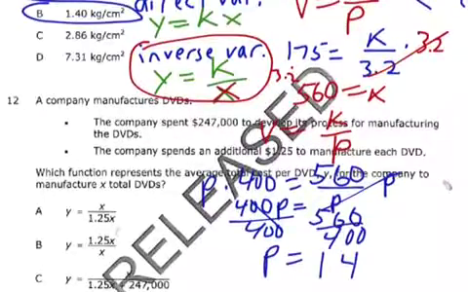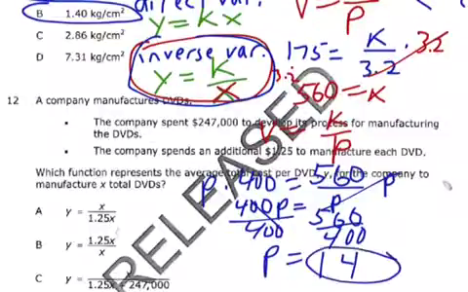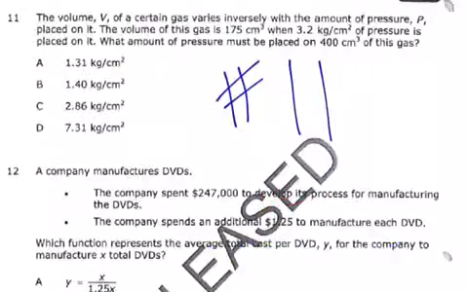So again, you have to choose if it's direct or inverse variation. We chose inverse, and then we plugged in V and P into the formula. We solved for our K, and then we went back and plugged in that K value into our formula again with our volume and solved for our pressure. And that's how you do number 11.